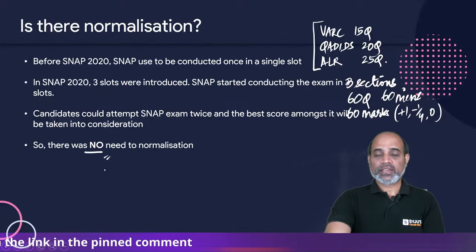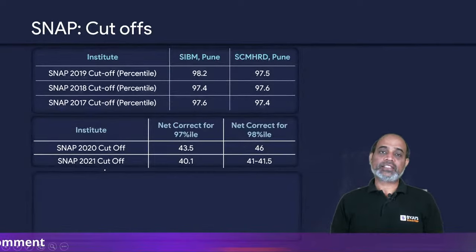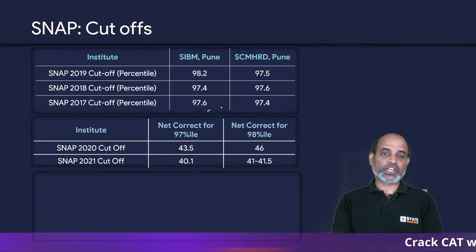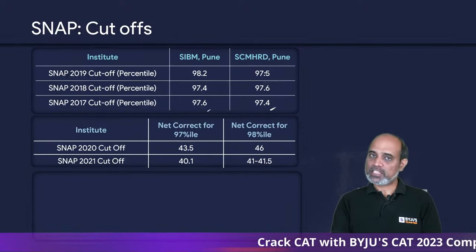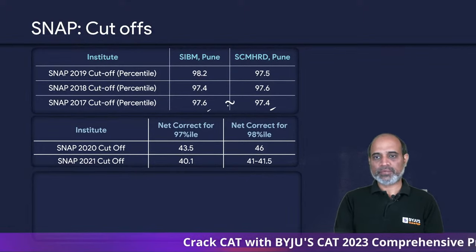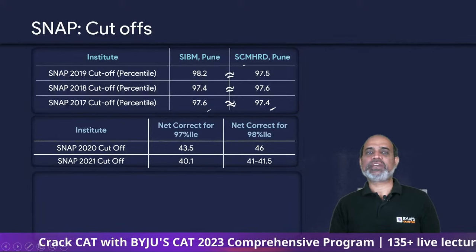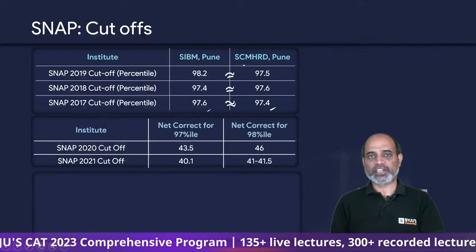Okay. Now let's talk about the cutoffs. So if I look at SNAP 2017, say, SIBM Pune cutoff has been 97.6 percentile and SCM HRD has been 97.4, so almost the same. You'll find that it has been almost the same. Generally, SIBM Pune tends to be on a little higher side than SCM HRD.